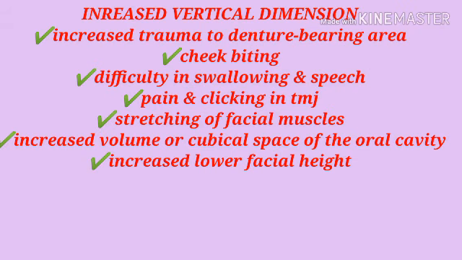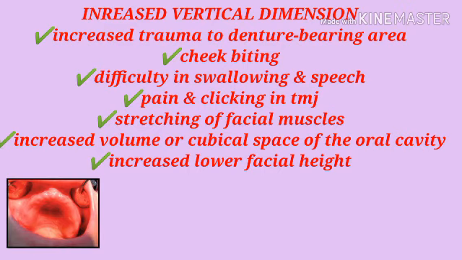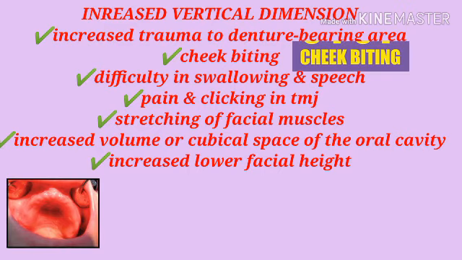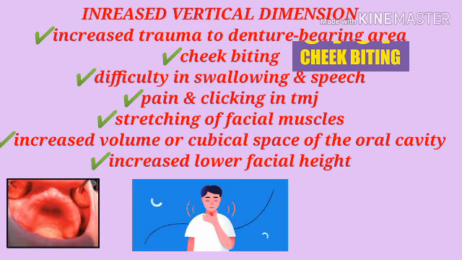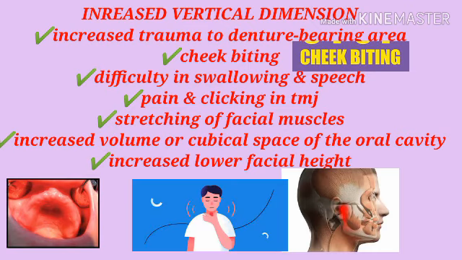We know that if the vertical dimension is altered, there will be severe discomfort in both the TMJ and the muscles of mastication. Errors in vertical dimension are the first to produce discomfort and strain. So what happens when VD is increased? I am sharing some points. First one, increased trauma to the denture bearing area. Then cheek biting, difficulty in swallowing and speech, pain and clicking in the TMJ, stretching of facial muscles, and increased volume or cubical space of the oral cavity. One more, increased lower facial height.